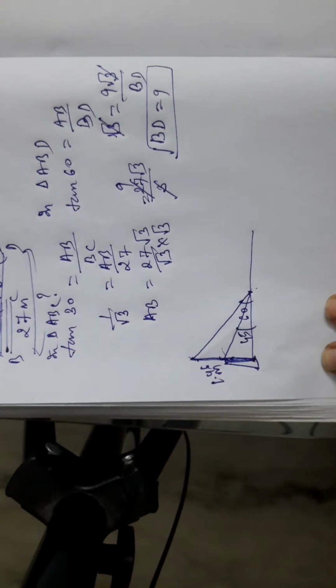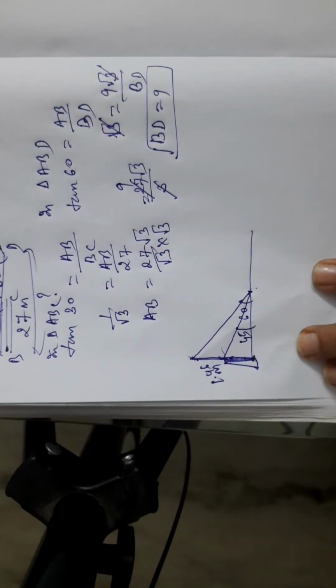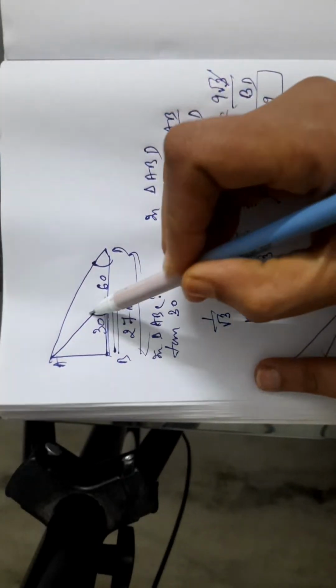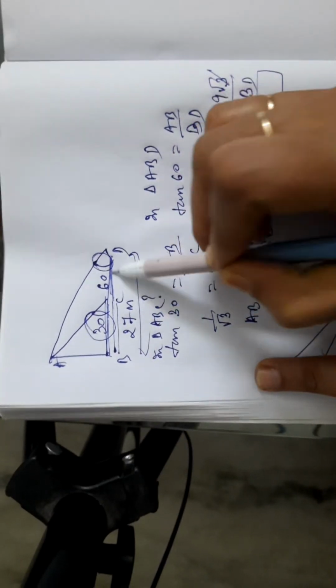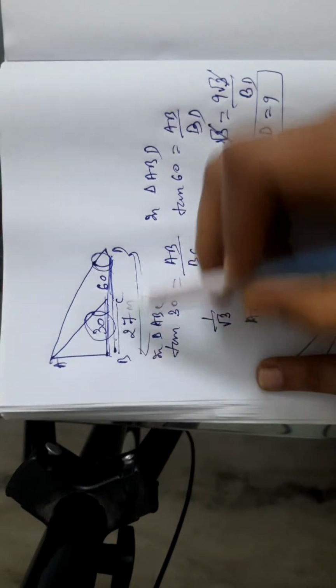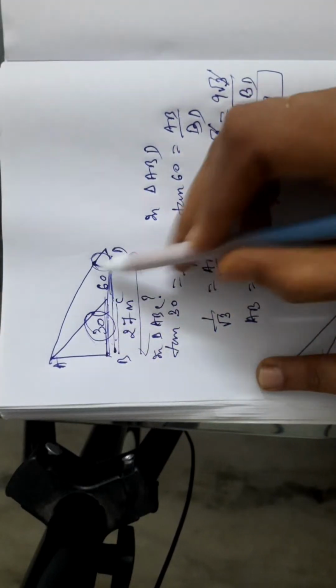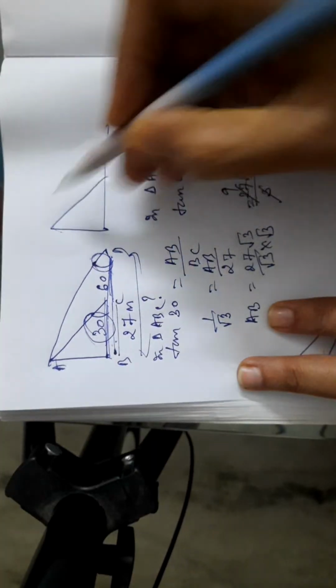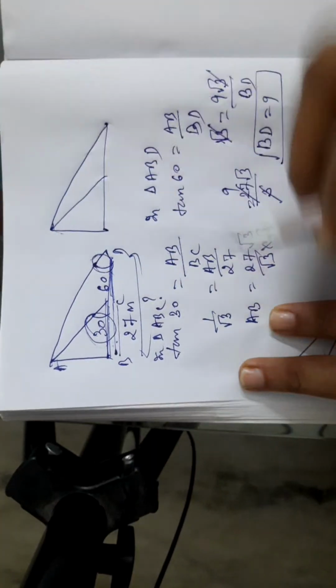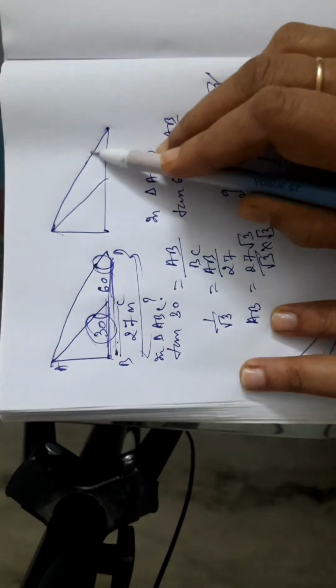Wait a minute. Yes, the shadow of the tower is 27 meter when the angle of elevation of the sun has the measure 30. Okay, look at what I made here. This angle should have been 30 here and 60 here. So very often we make this kind of mistakes. So whenever you draw a diagram, be clear.